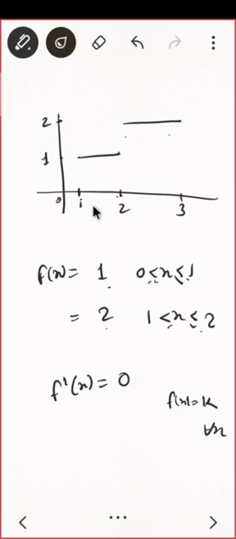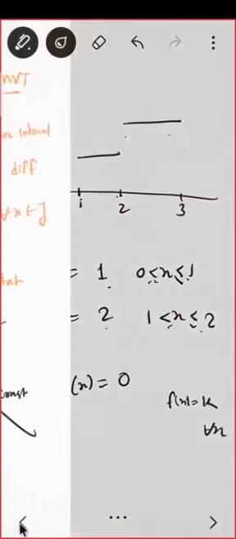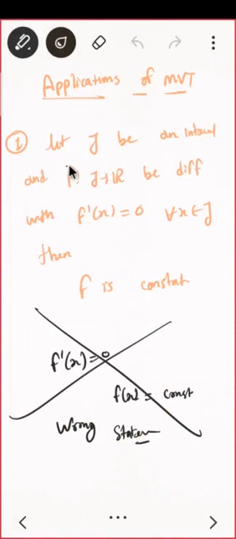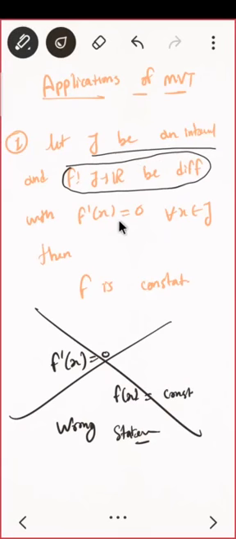Actually, this function must be continuous. If you are talking about differentiable, then it must be continuous. Now, look at the first statement. It should be differentiable. J must be an interval, and f must be differentiable. Differentiable means what? It should be continuous also. Correct? If your function is differentiable, then it should be continuous also.